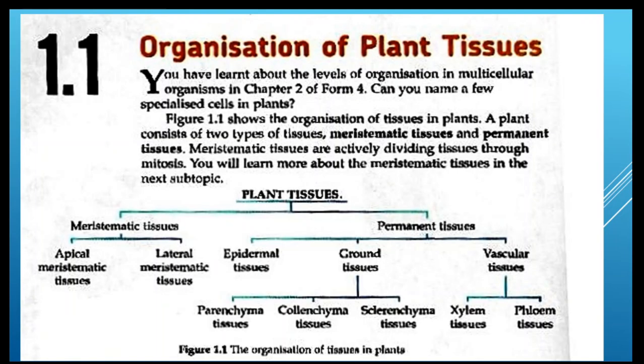Okay, the first one, organizations of plant tissue. This is plant tissue. Plant tissue consists of two types of tissue, meristematic tissue and permanent tissue.